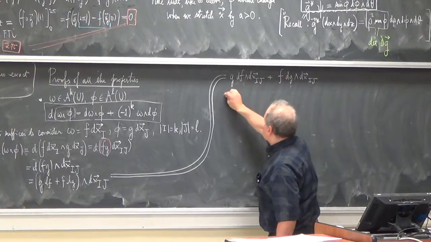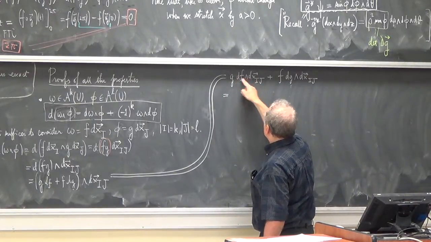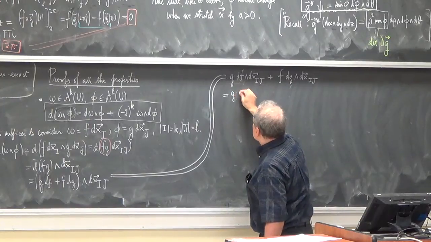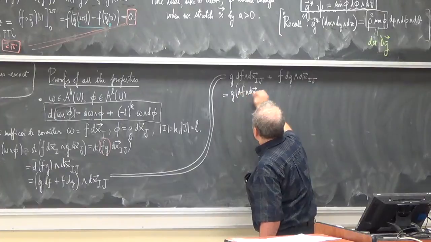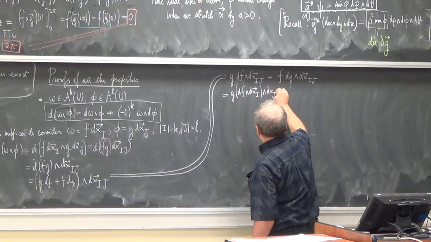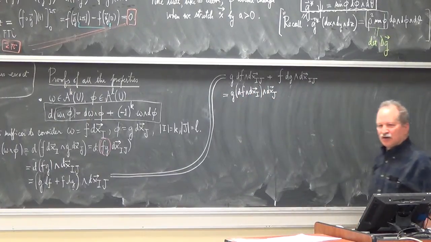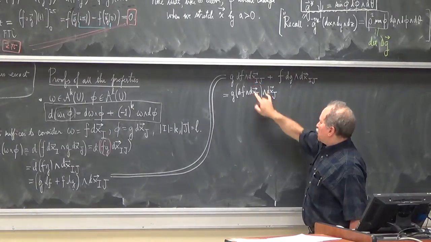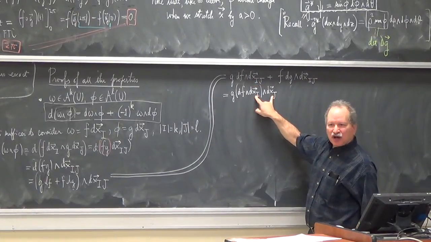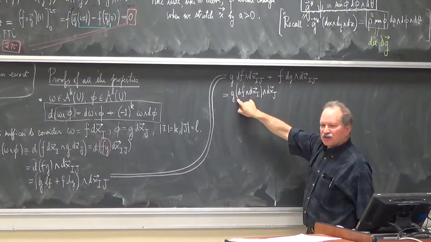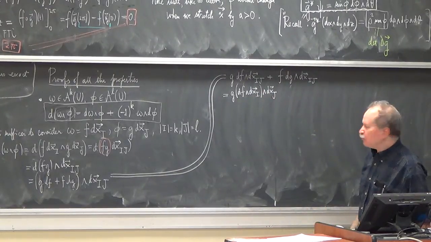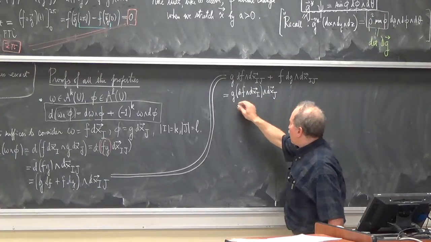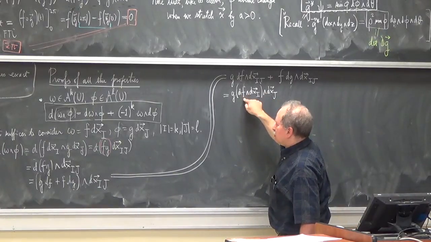But let's do the first term here. How can I rewrite this? Well, I can rewrite this as this, and then just stick the dxj on the final end. You agree? dxi wedge dxj, I can split back to being the wedge product. Put the dxi with the df, in parentheses, remember wedging is associative. So here is my d omega.